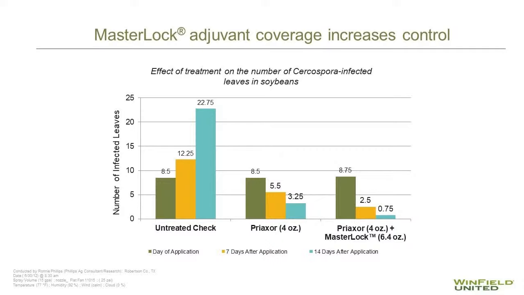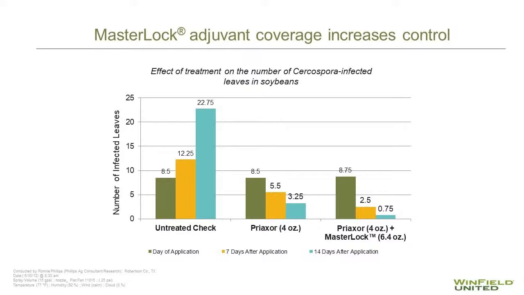And first and foremost, when we include MasterLock with a fungicide application, we're trying to improve the activity of the fungicide, improve the disease control. And in this example, we've got an untreated check, so that was just no fungicide, no application, and over time, the soybeans, the Cercospora, we're seeing an increase in infected leaves or disease without the fungicide. When we include a fungicide, in this example, Preaxor, we're controlling disease. Disease is decreasing over time.